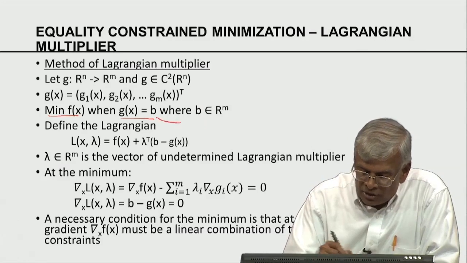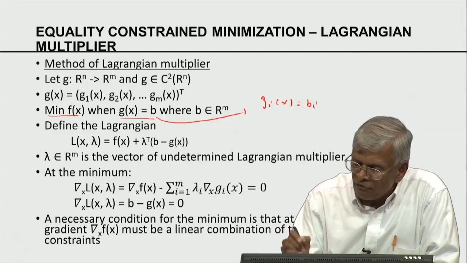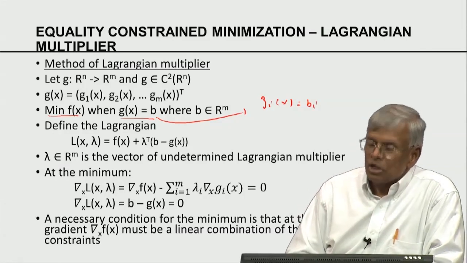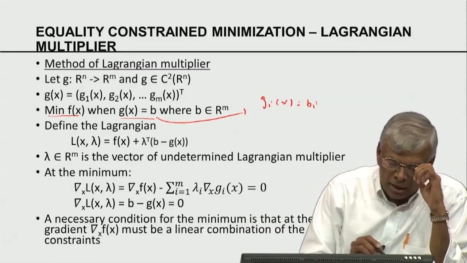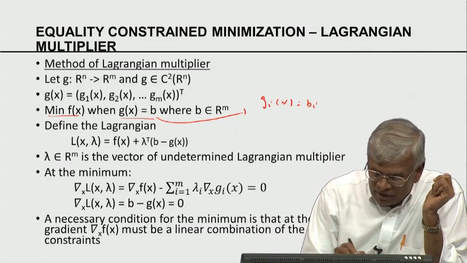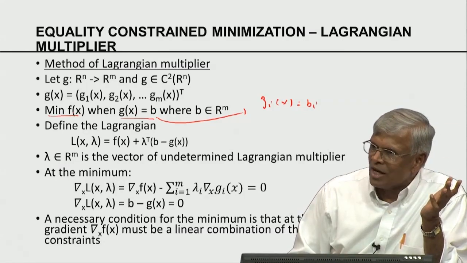So, what does this constraint refer to? gi of x is equal to bi for i running from 1 to m. Each of these is going to constrain. So, I would like to be able to minimize this under equality constraint. f is a nonlinear function, g is a nonlinear equality constraint.